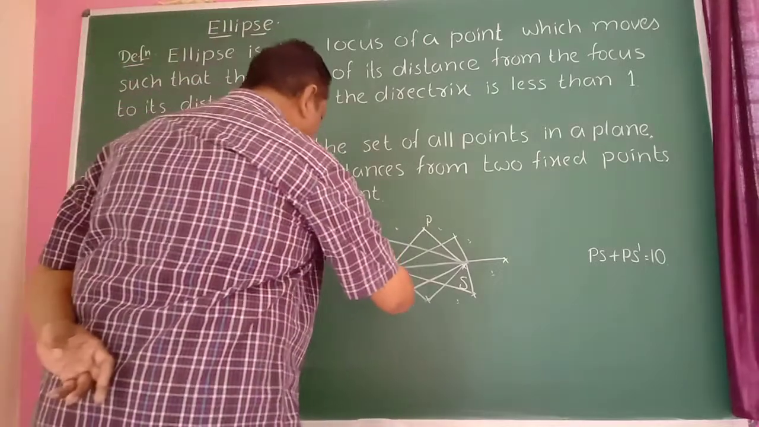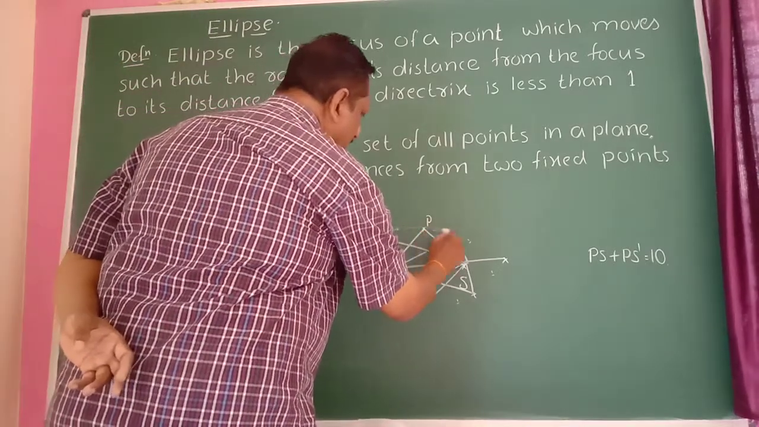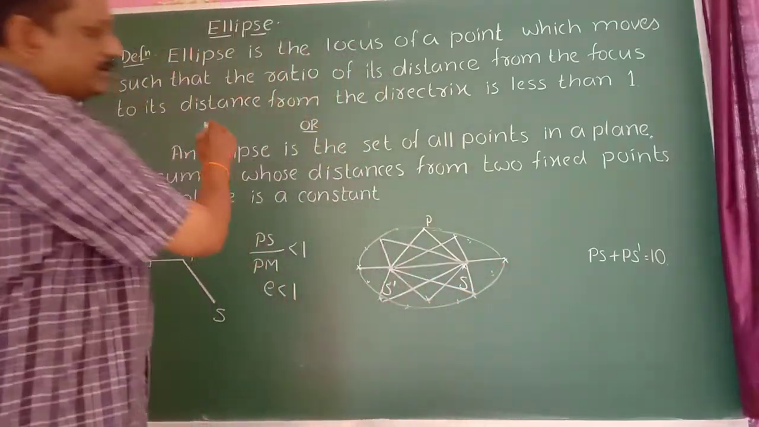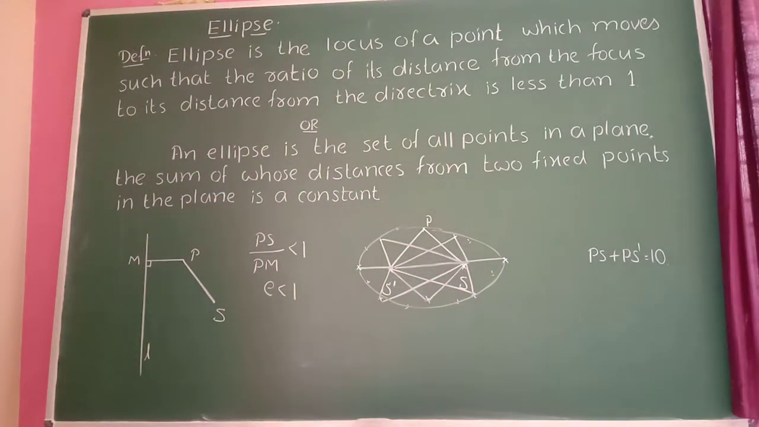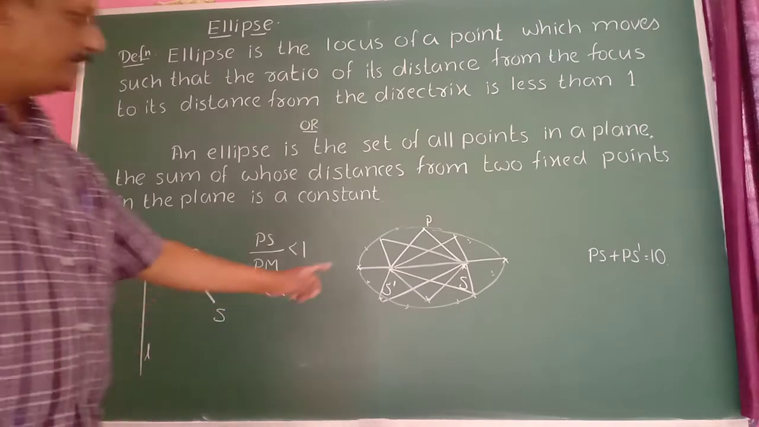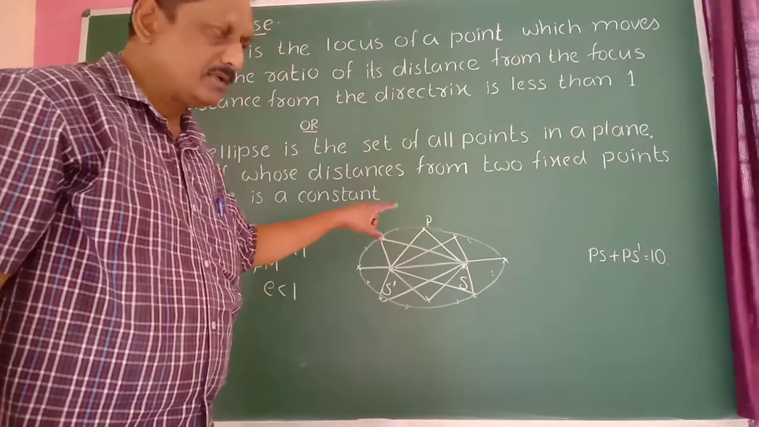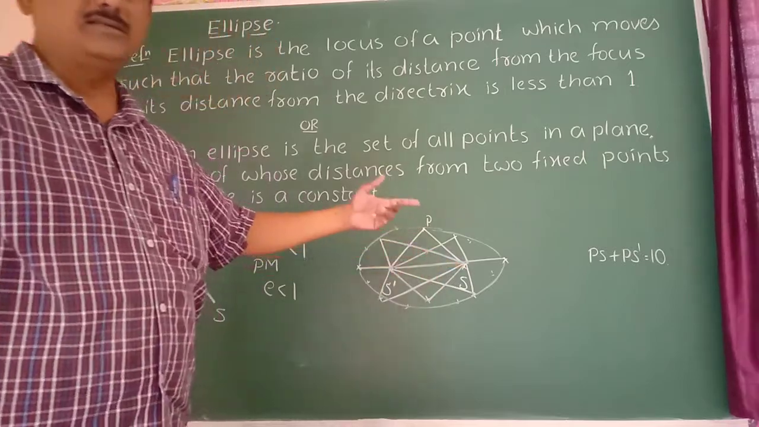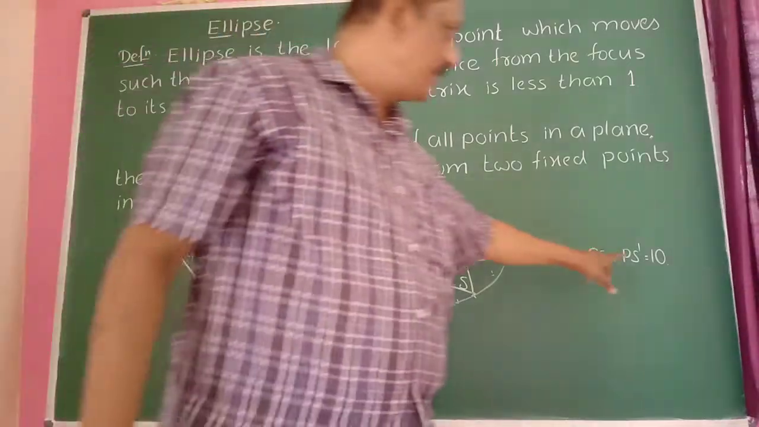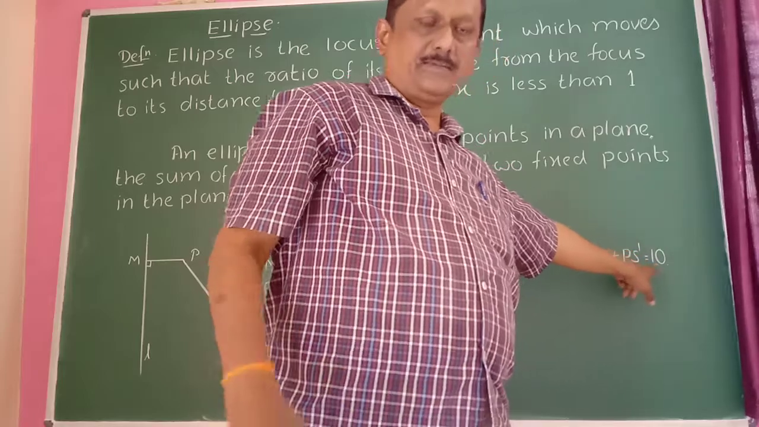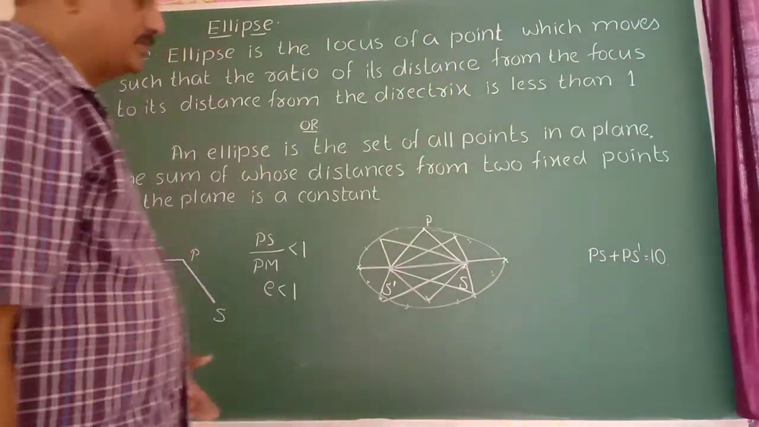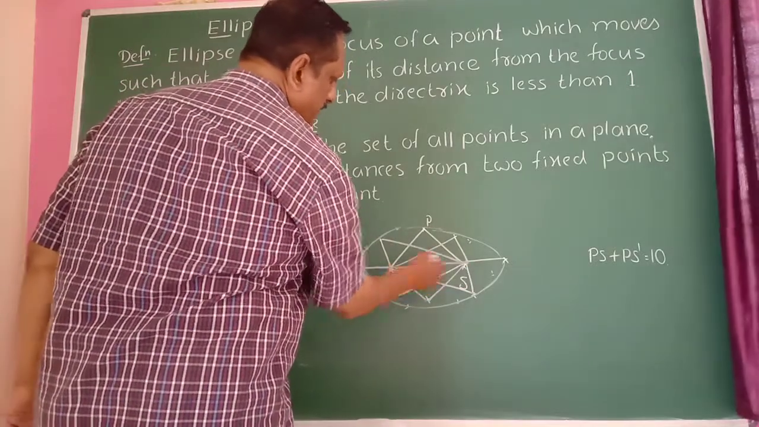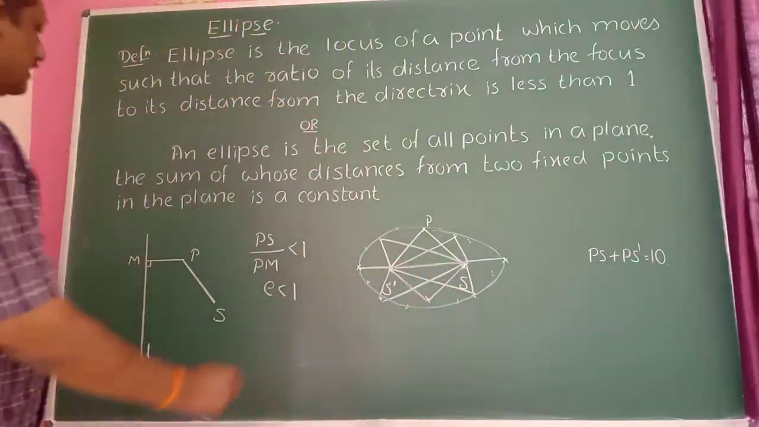So if you join all the points, you will get one curve. That curve itself is the ellipse. It shows that for any point on the curve, the sum of its distances from the two fixed points S and S dash is always constant. In this example, I am taking the constant as 10 units; it may be another number also. Therefore, the sum of distances from two fixed points is always a constant.